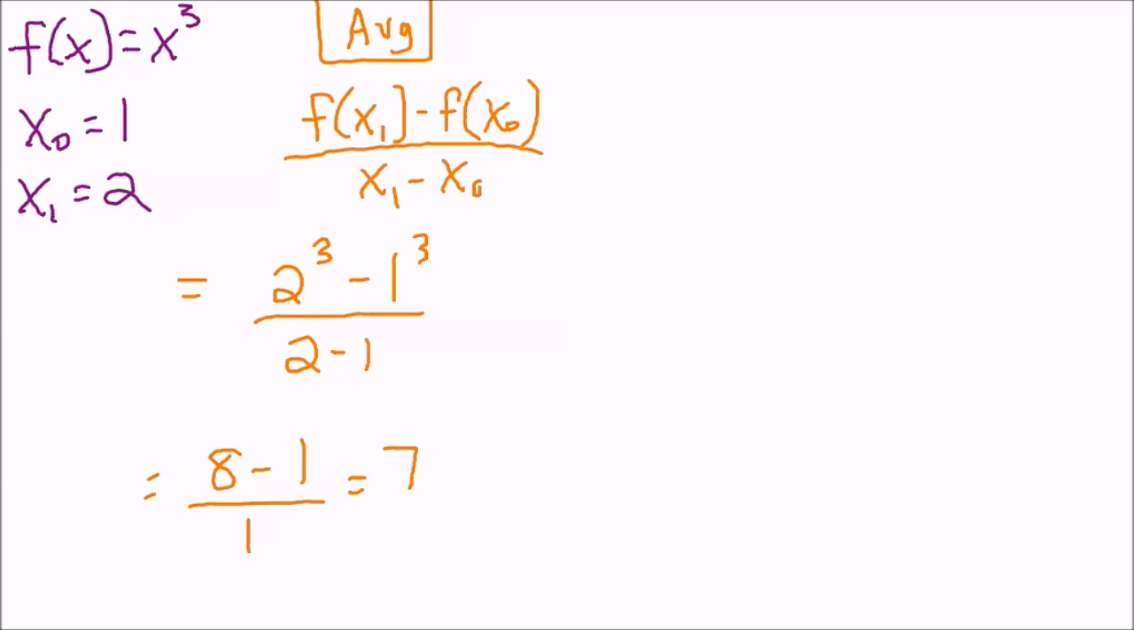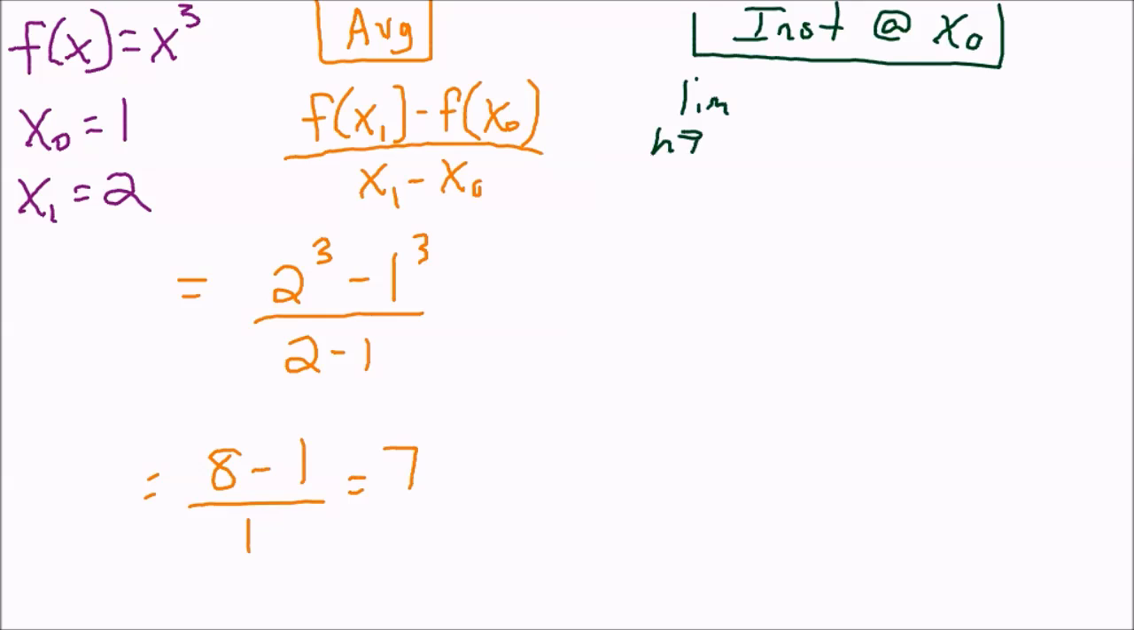Alright, let's look at the instantaneous rate of change at the point x sub 0. So I know that my instantaneous rate of change formula is the limit as h goes to 0 of f of x sub 0 plus h minus f of x sub 0 all over h.